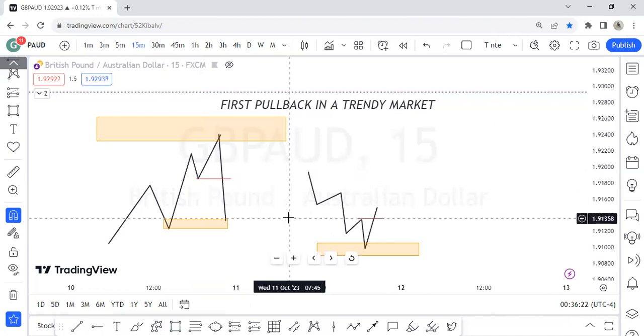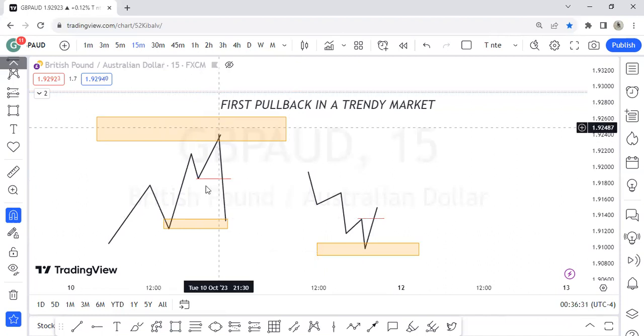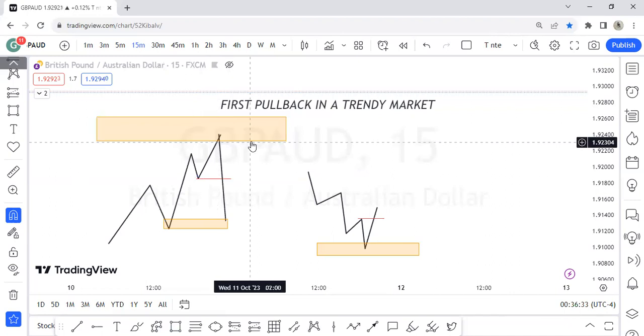Now, don't worry, I'll teach you guys about POI after this class. Just follow me. That first pullback is the inducement if there's no POI above it.